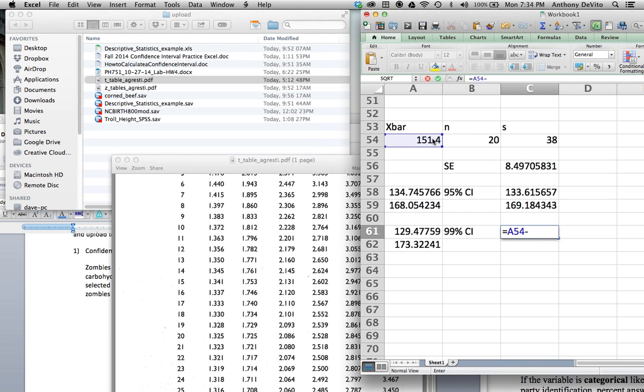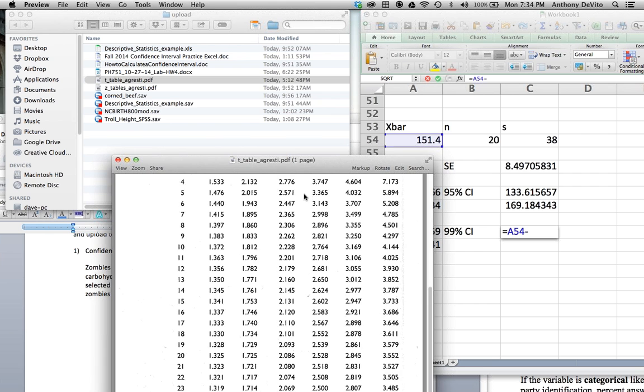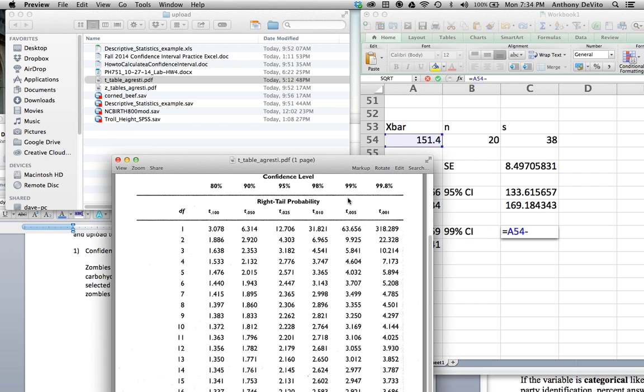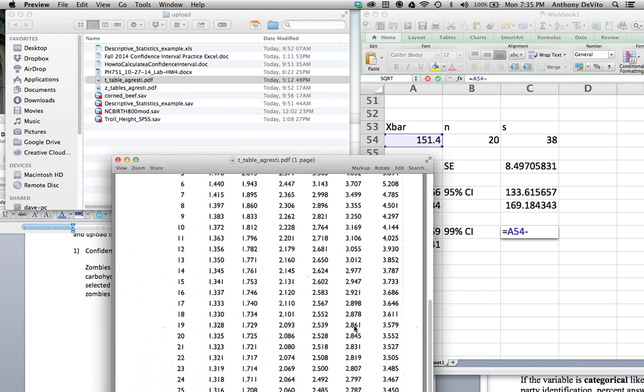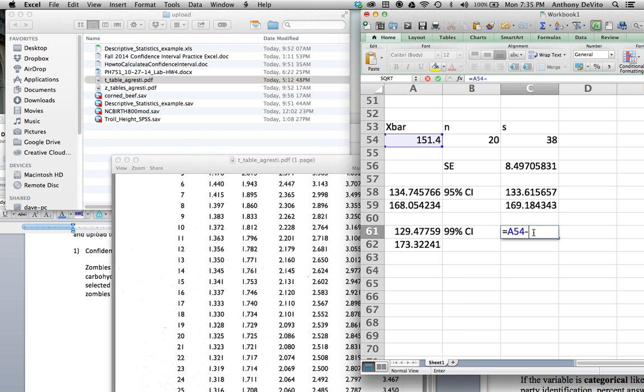151.4 minus, now 99% confidence interval. I go back to the same table, except the column I'm using is the second one from the end for 99% confidence interval. And my degrees of freedom is still 19, so it's going to be 2.861. 2.861 times my standard error equals 151.4 plus 2.861. I remembered it that time. What a miracle. Okay, and there's my confidence interval.